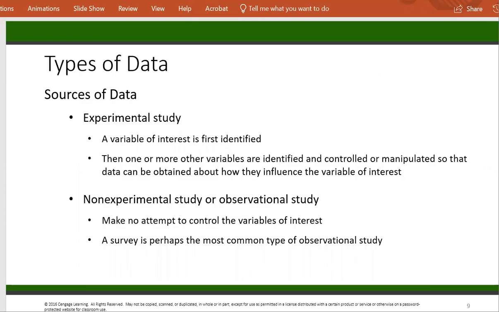Next, and the last definition in this part, is with respect to the sources of data. The book identifies two sources of data. Data can have other sources as well, depending on the field of study. But usually when we are dealing with business applications, data is coming from two sources: an experimental study, or a non-experimental study, also called an observational study.